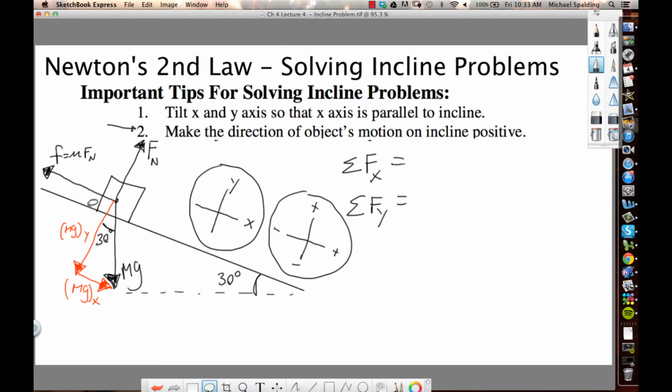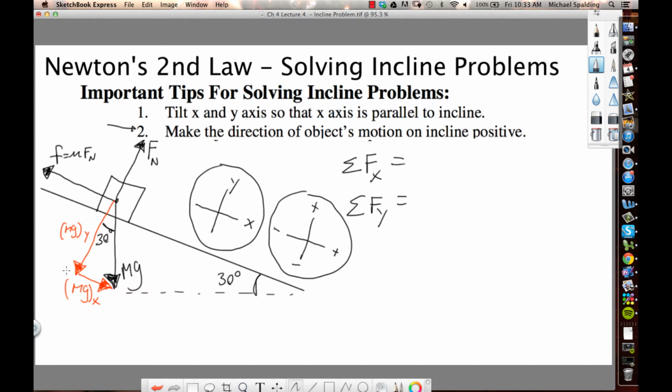What is this guy doing? Pushing the block where? Into the hill. Right? Okay. I just want to show you that. Okay, so how do we get mgx?